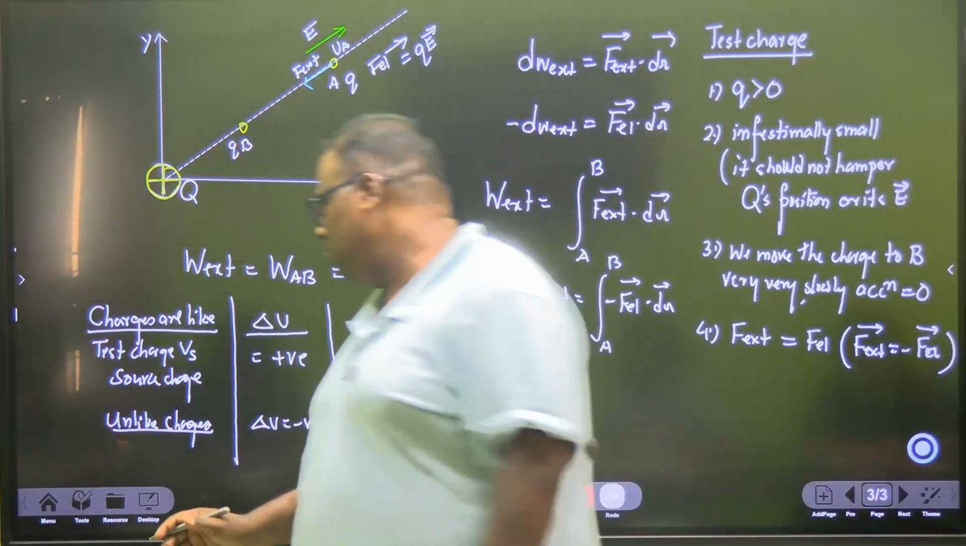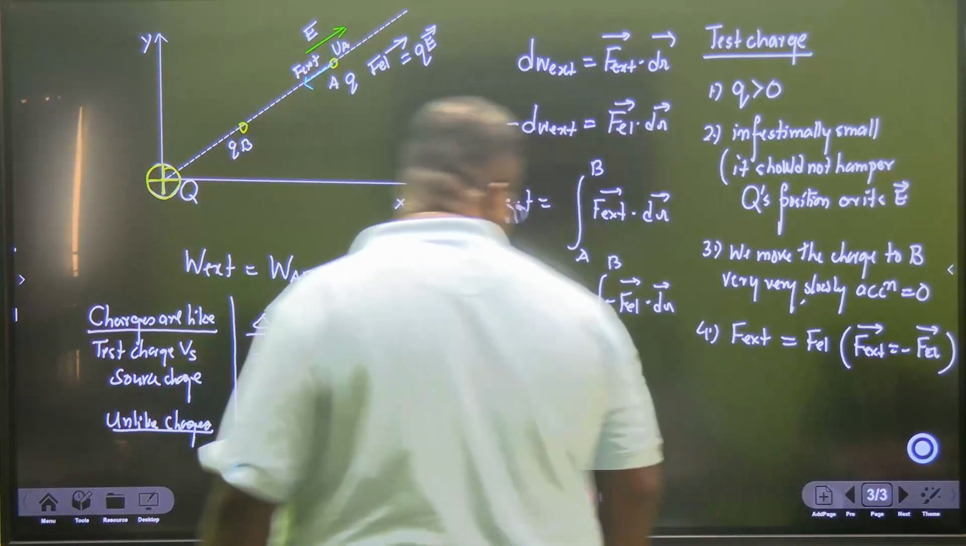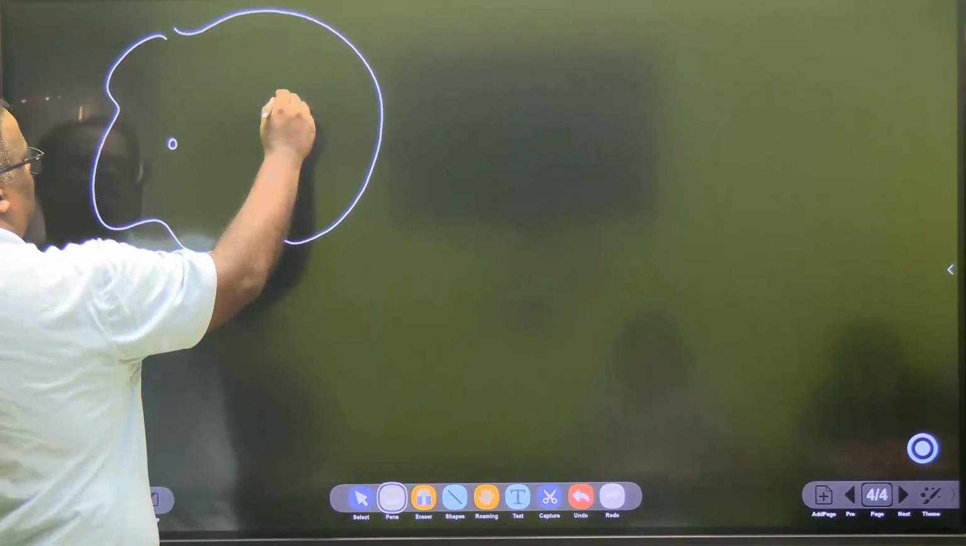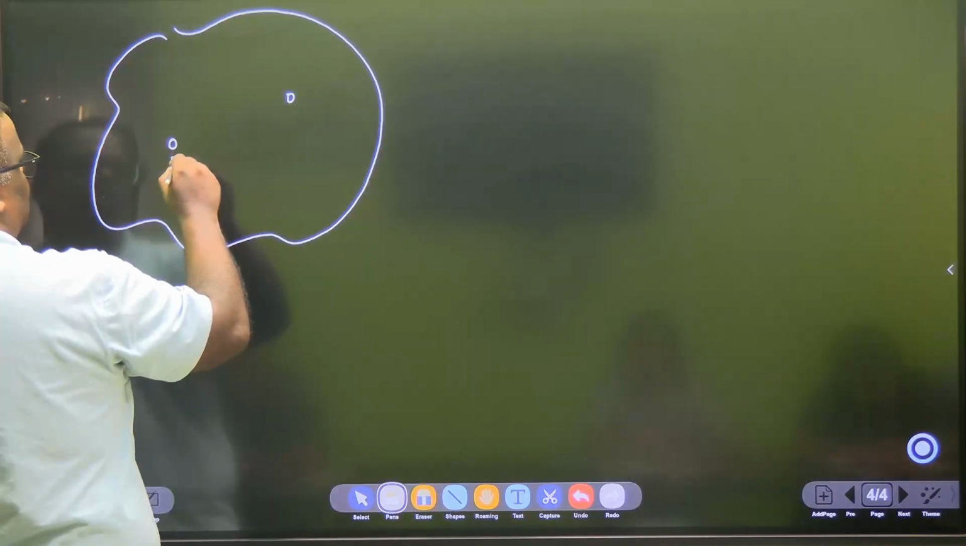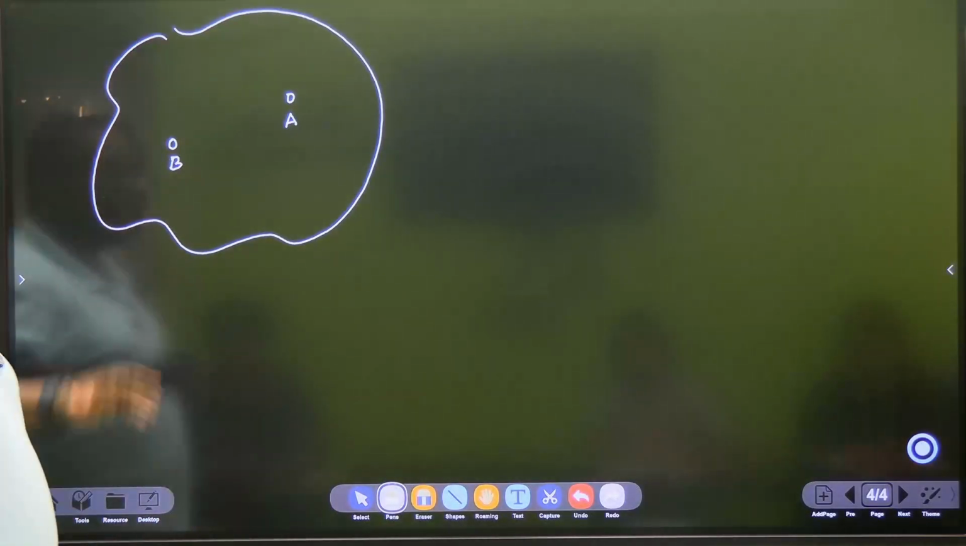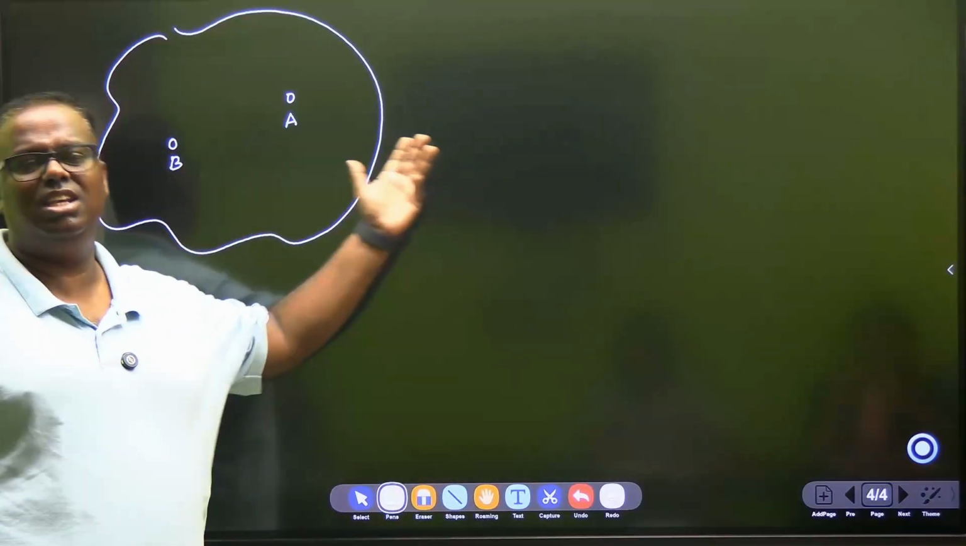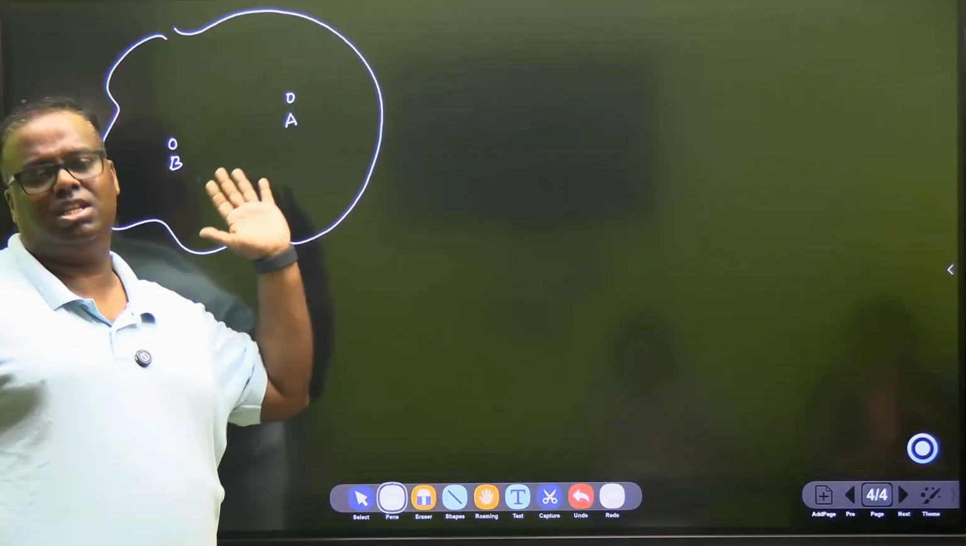So let's get it more clear. Don't worry at all. They are asking that given a space, what is the electric potential energy difference between 2 points A and B, given a space? So let's understand the definition. The electric potential energy difference between A and B, where A is taken as the initial and B is taken as the final.